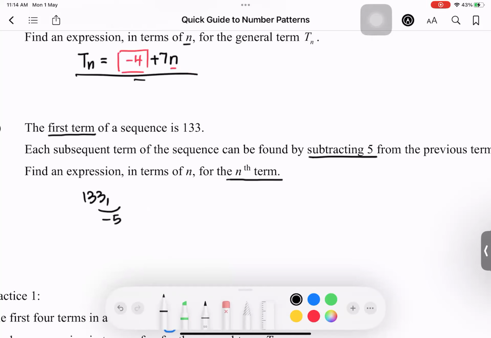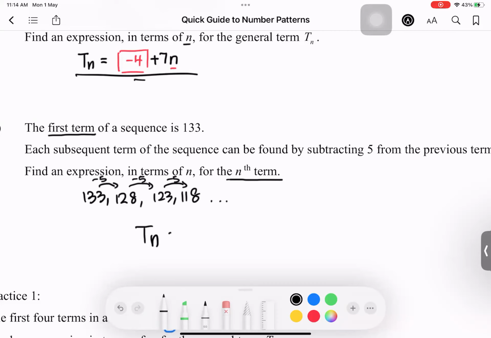So take this, I minus 5. Minus 5 gives me 128. Minus 5 again, so everything will be minus 5. So 123, minus 5 again, 118, and so on and so forth. So this is the pattern. They ask you to find the expression in terms of n for the nth term.